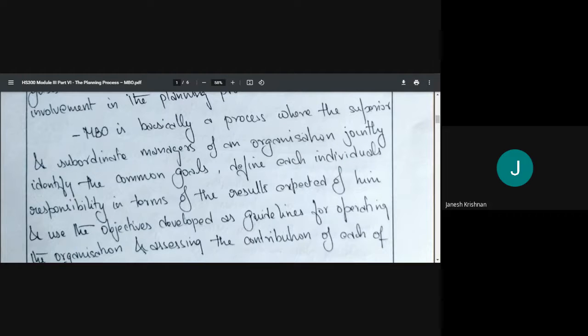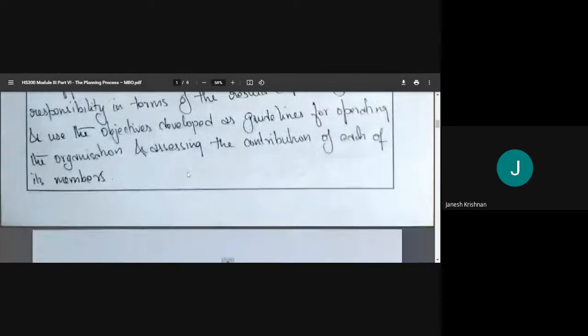So that's the result expected. On that basis, it's your responsibility. Okay, I expect you to produce 100 pens, so you must produce 100 pens. That's how it is done. Define each individual's responsibility in terms of the results expected from him, and use the objectives developed as guidelines for operating the organization and assessing the contribution of each of its members.